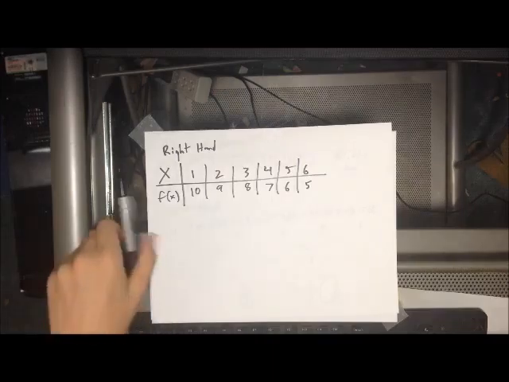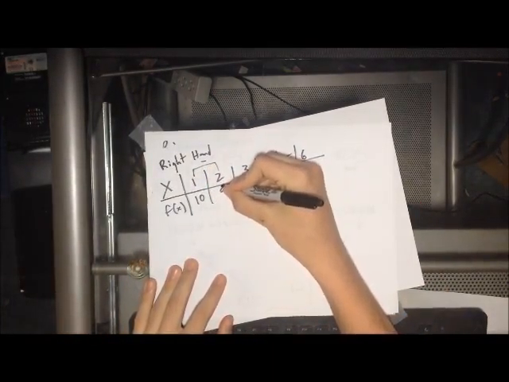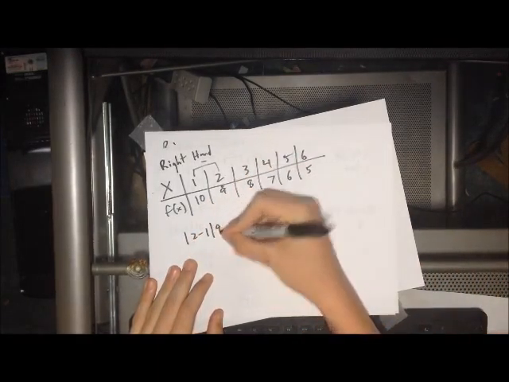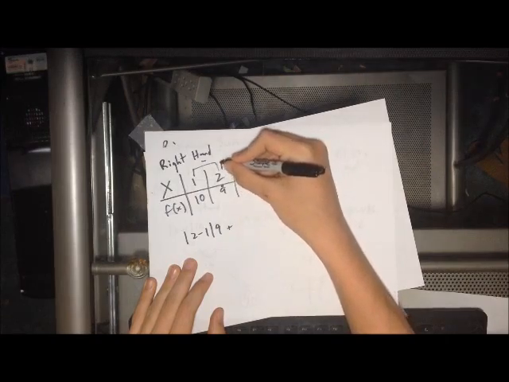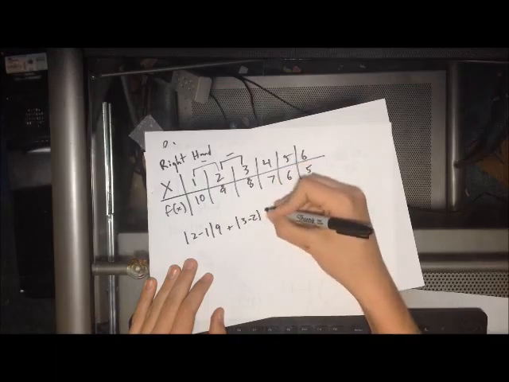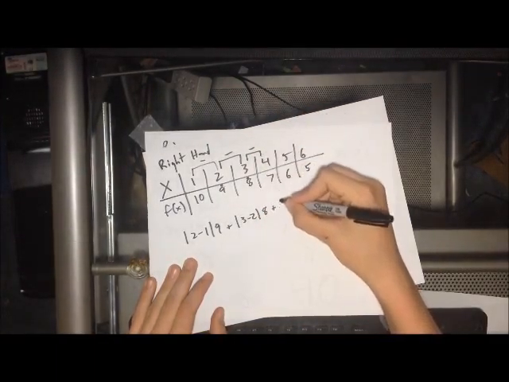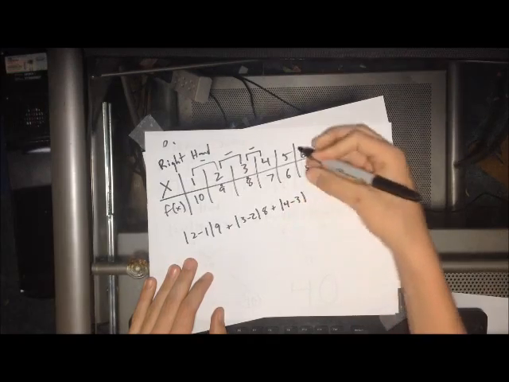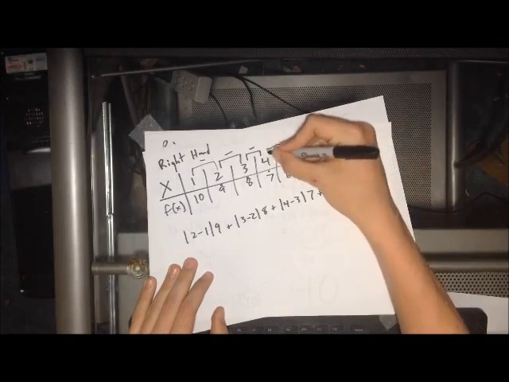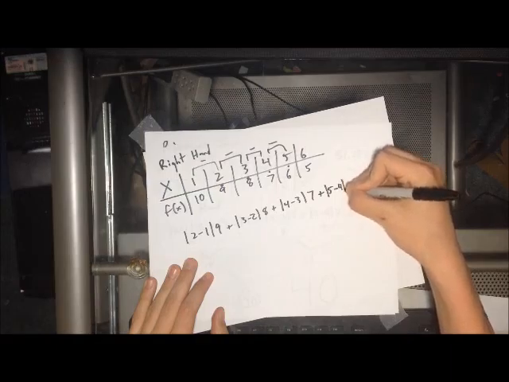Moving on to right hand now, using the same information. So again, we do the x data set 2 minus 1, but this time we multiply by the right f of x data point being 9. So it's the absolute value of 2 minus 1 times 9 plus the absolute value of 3 minus 2 times 8 plus the absolute value of 4 minus 3 times 7 plus the absolute value of 5 minus 4 times 6 plus the absolute value of 6 minus 5 times 5.